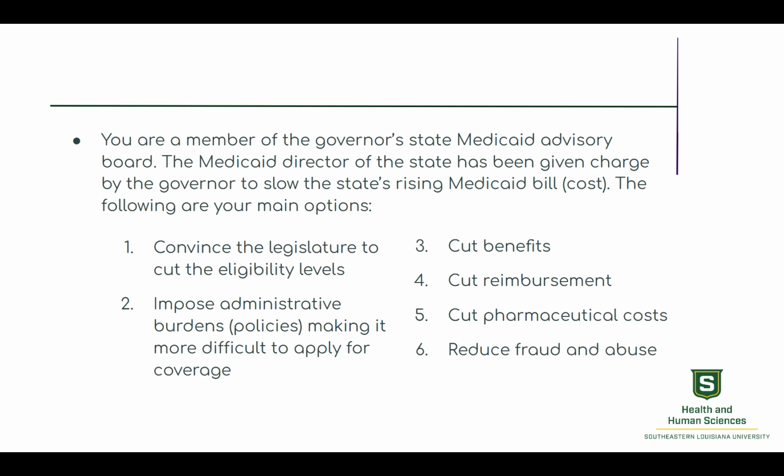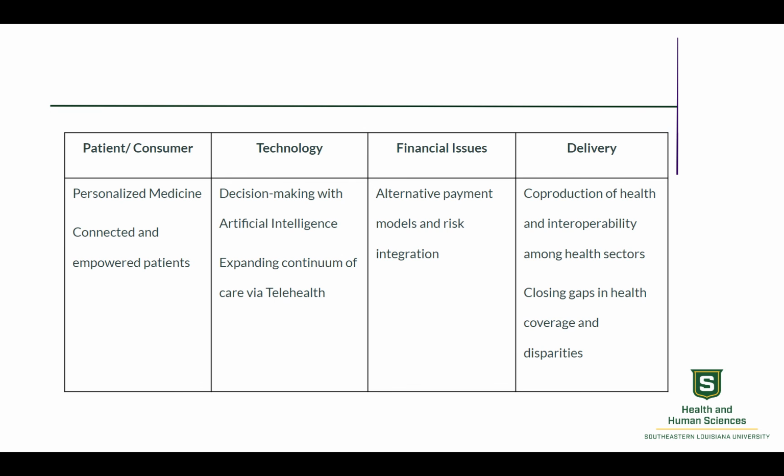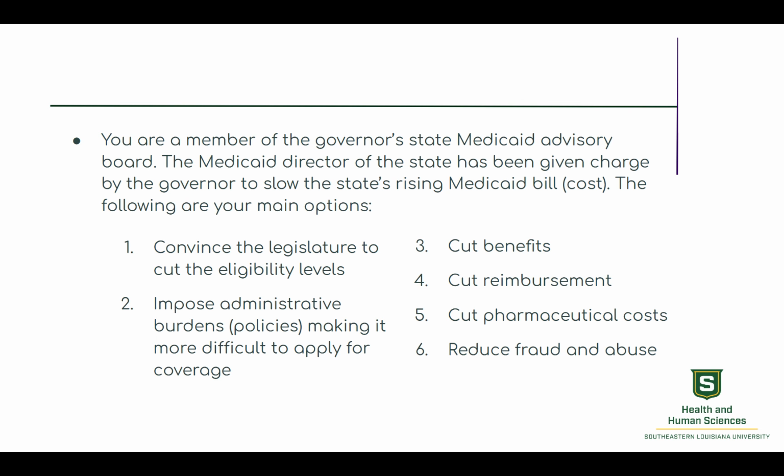say, for an example, you are a member of the state's Medicaid Advisory Board, and the Medicaid director has been given charge by the governor to slow the state's rising Medicaid cost. And the options that you have is as follows. Now, this is going to be a much harder solution to implement than this. I'm going to give you an example why it's a much harder solution to implement.